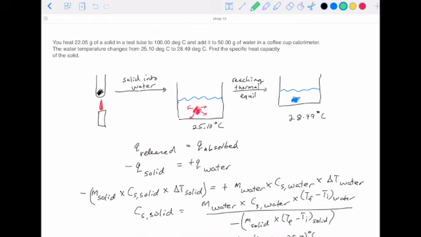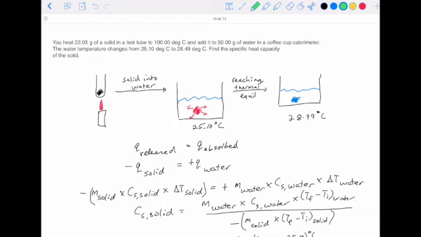So let's take a look at this example on calculating thermal equilibrium situations where you have two systems, or a system and surrounding, where there is no potential energy change. This question came straight from your notes. It says you heat 22.05 grams of a solid in a test tube to 100 degrees Celsius and then add the solid to 50 grams of water in a coffee cup calorimeter. It's not important what that is right now. You can just imagine it to be a container. We'll talk more about that later. The water temperature changes from 25.1 to 28.49 degrees Celsius. Find the specific heat capacity of the solid.